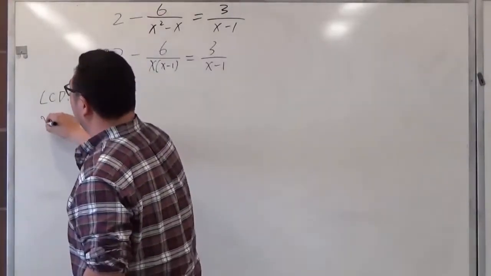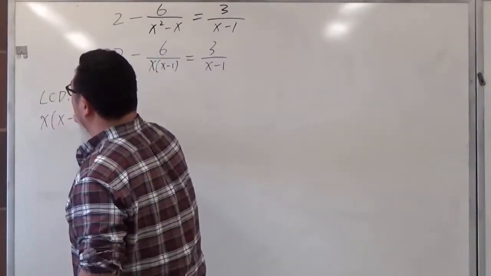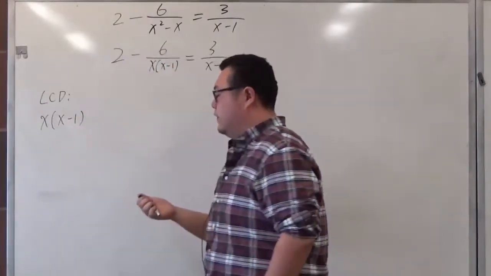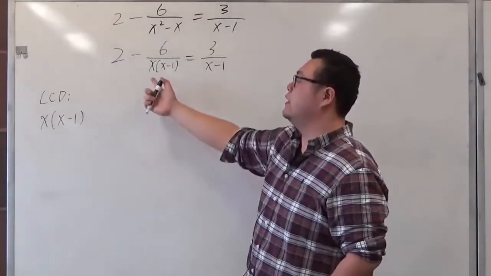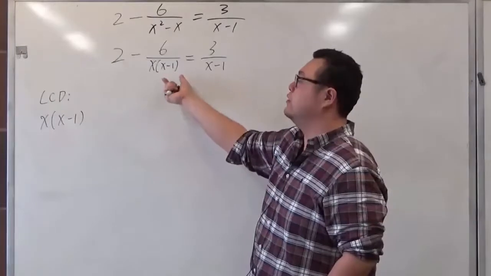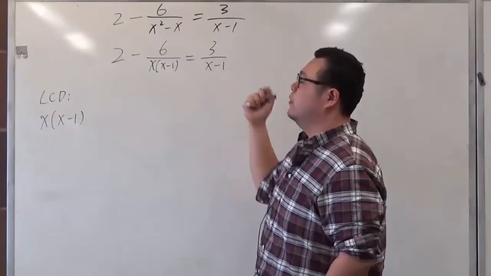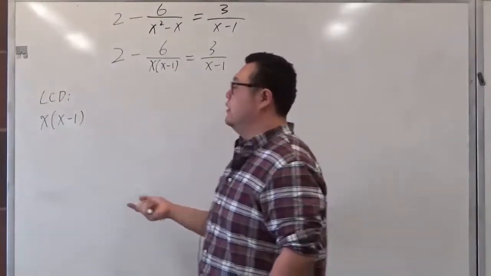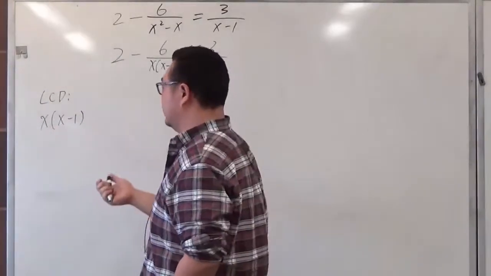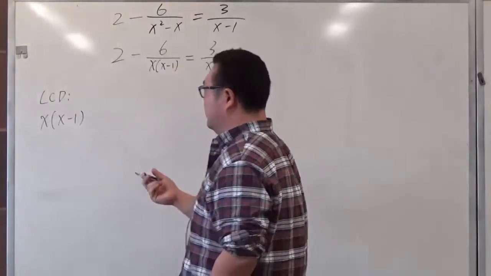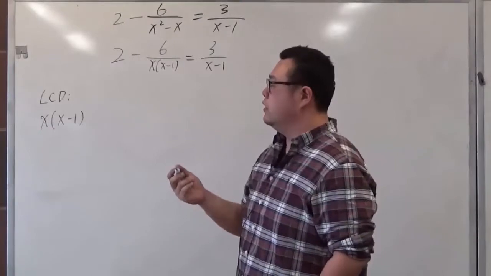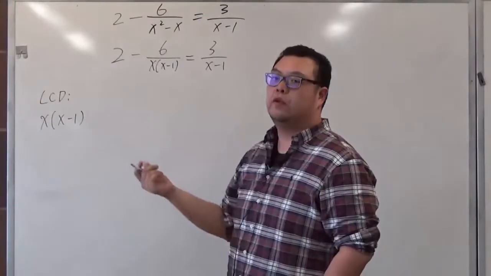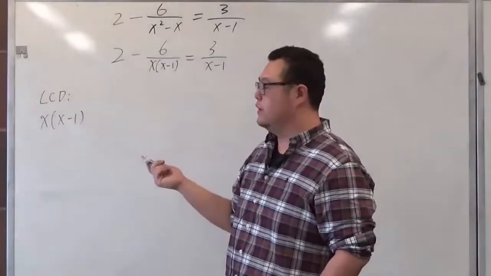It repeats itself. So we need to take everything we see in the denominators, where x repeats at most once, and x minus 1 also repeats at most once. Therefore, the LCD is x times x minus 1. And we need to multiply each term by the LCD.